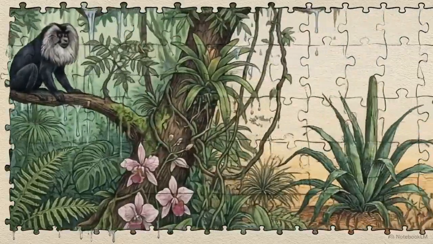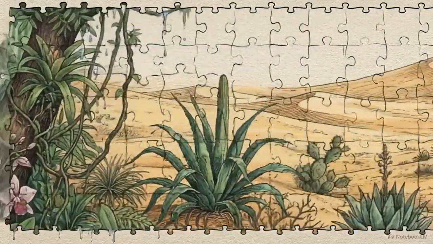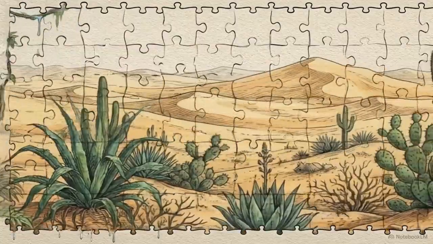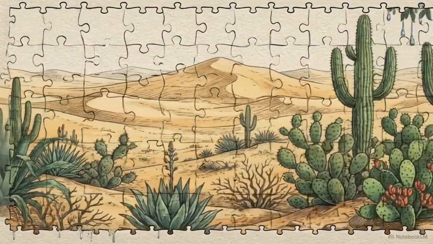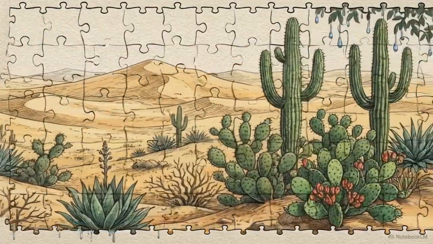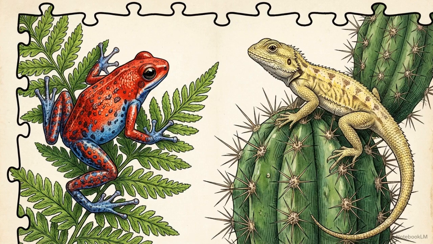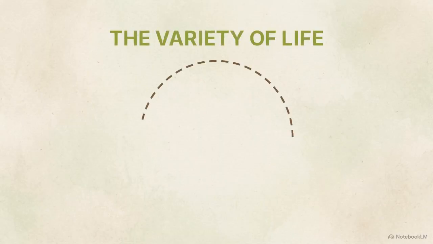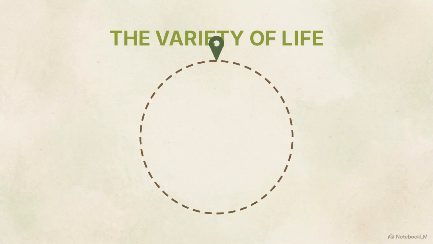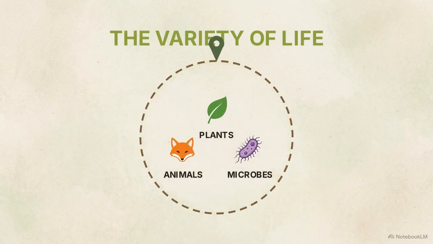Travel across the planet. You can trek through a dense, dripping rainforest on one continent and stand in the middle of scorching dunes on another. Why do these environments look so completely different? And why do entirely different sets of plants and animals thrive in each one? It comes down to biodiversity. This is the total variety of plants, animals, and microbes living in a specific region.